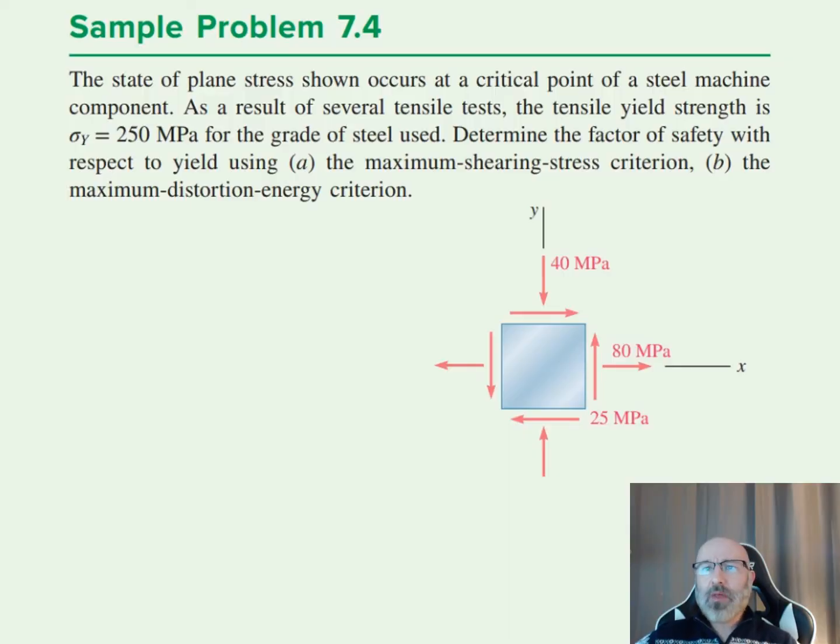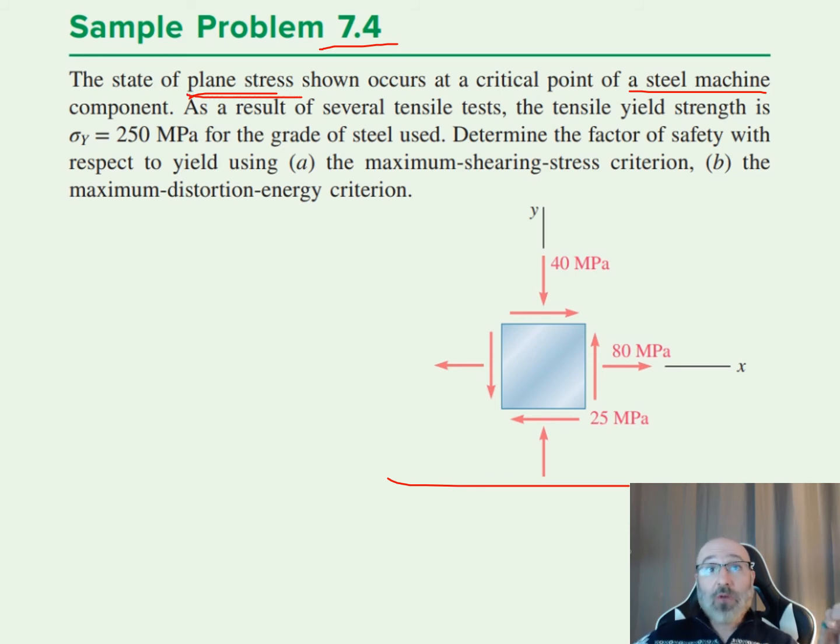So let's apply some of that theory and governing equations to an example problem. Let's take a look at sample problem 7.4 from our textbook. In this problem, it tells us that the state of plane stress shown here occurs at a critical point of a steel machine component. So they're telling us the component's made of steel, and we're dealing with a plane stress right here.